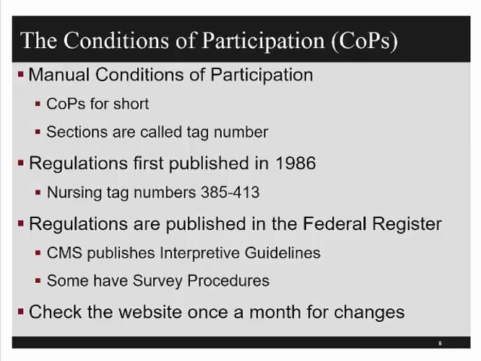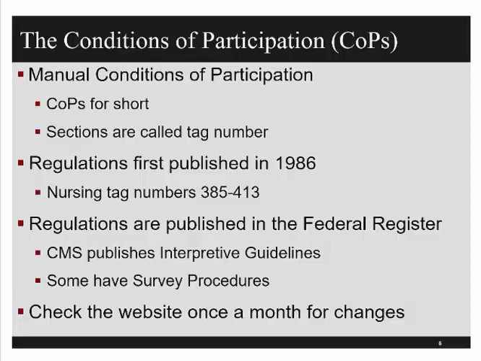The manual itself is, again, the conditions of participation. They're split into section numbers called tag numbers. That is how CMS surveyors come around and identify whether or not there are deficiencies. The regulations themselves came from the Federal Register. That's what Congress puts into place, says, yes, this is what you must do. And they first came out in 1986.